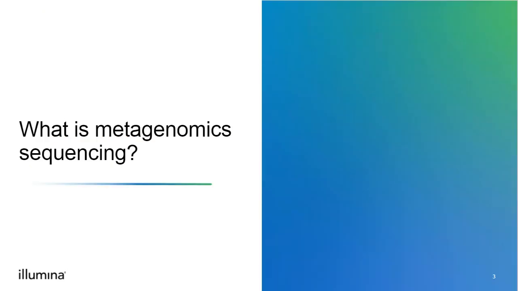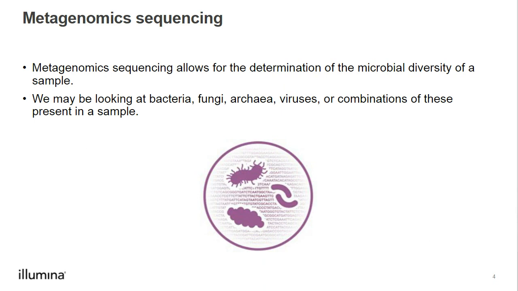What is metagenomic sequencing? Metagenomic sequencing allows us to determine the microbial diversity of a sample, so how diverse the sample is, and identify the taxa present. We may be looking at bacteria, fungi, archaea, viruses, or combinations of these in our samples.